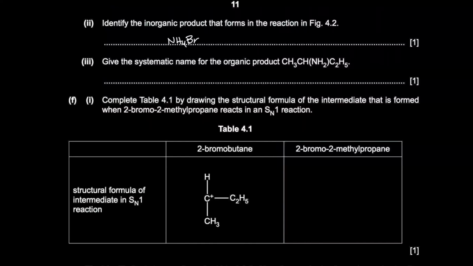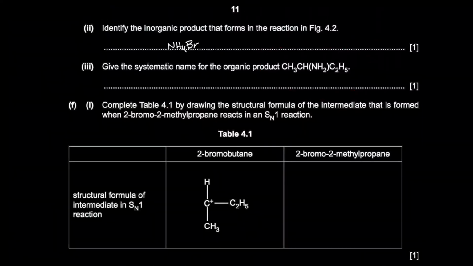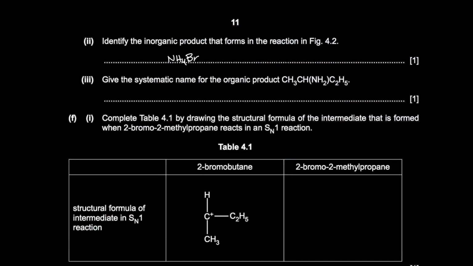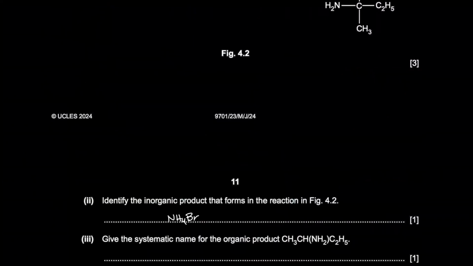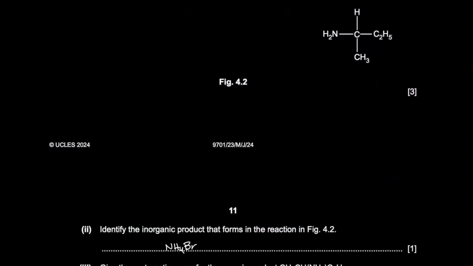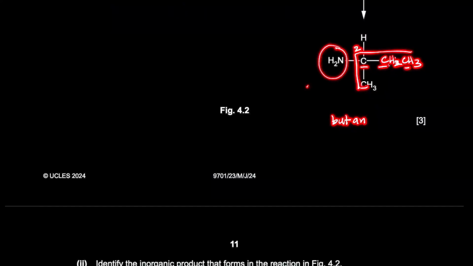Then give the systematic name for this product. So we have this product right here. Your longest carbon chain is C2. I hate it when they write C2H5. It should be CH2, CH2, CH3. You've got a 1, 2, 3, 4 carbon chain. That's the longest chain. So a 4 carbon chain would be but-. Carbon-carbon bonds are all single bonds, so -an-. And then you've got an NH2 group on carbon number 2.